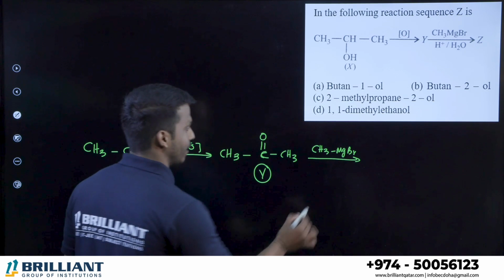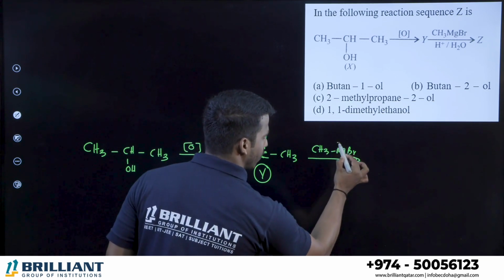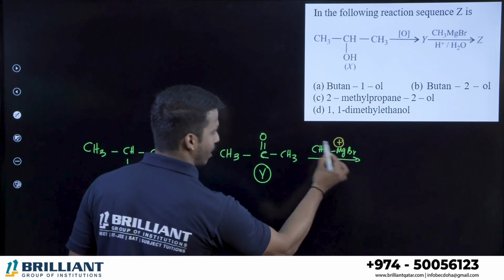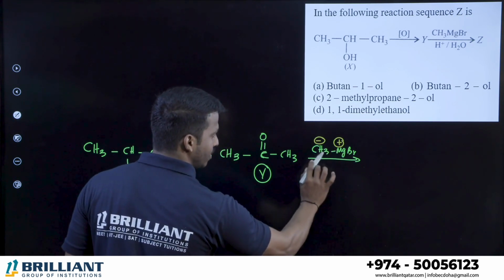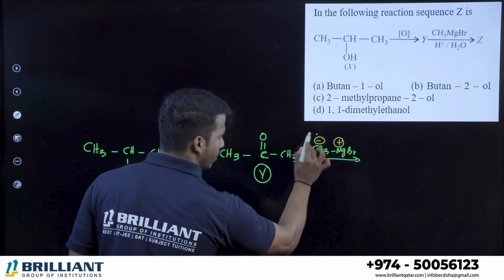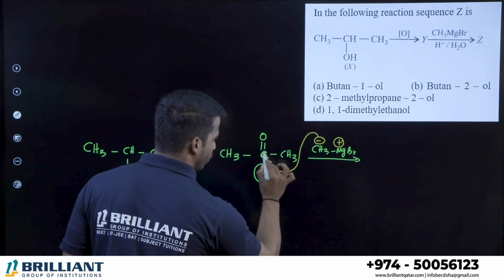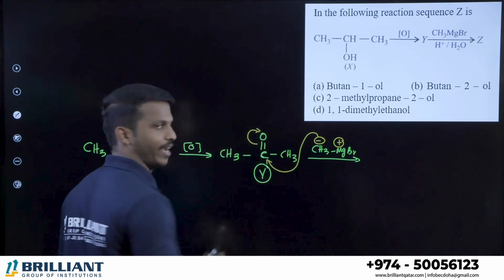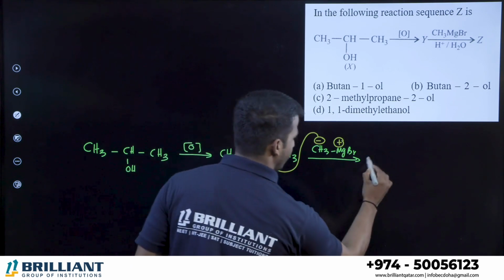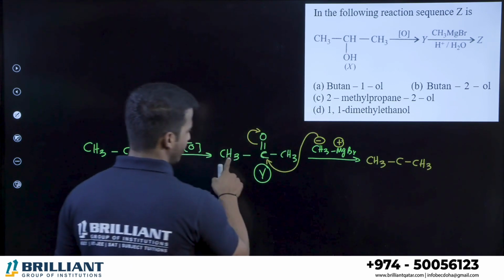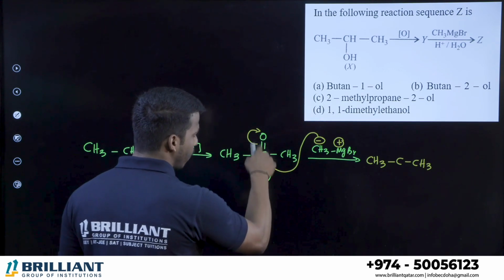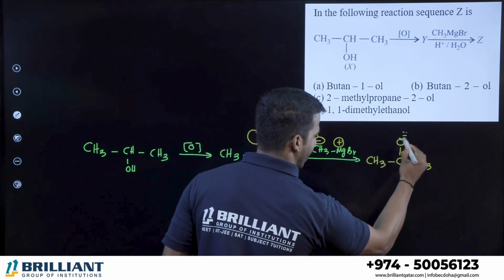Let me write the mechanism. Mg is the metal atom here, so this is the positive part, the cation. This is the anionic part. So MgBr is the cationic part. CH3 minus is the nucleophile. This nucleophile will come and attack this carbon. This O becomes O minus. What is the answer we can write here? CH3, C, CH3, and the double bond O becomes O minus.